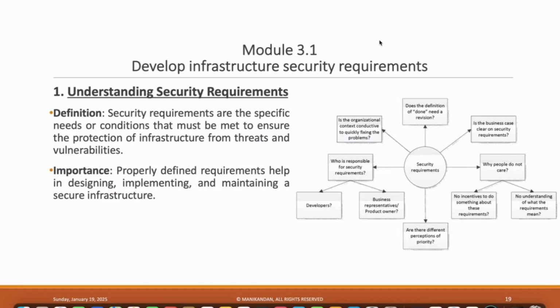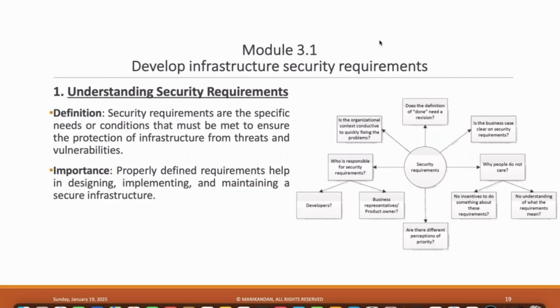When I say security requirements are the specific needs or conditions, these needs and conditions can be towards the business, from the business owners, from the stakeholders, or from your legal and regulatory requirements. That is why I say security requirements are the specific needs or conditions which must be met to ensure the protection of infrastructure from threats and vulnerabilities. So you need to properly define the requirement and how you are going to design, implement, maintain, and support the infrastructure, which makes sure that the stakeholders', business owners', and legal and regulatory requirements are met.